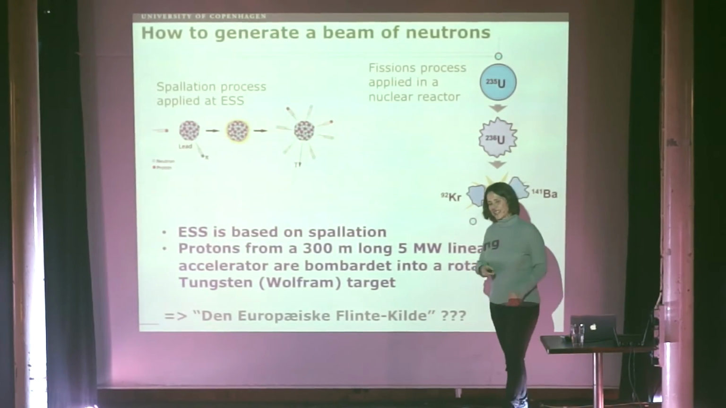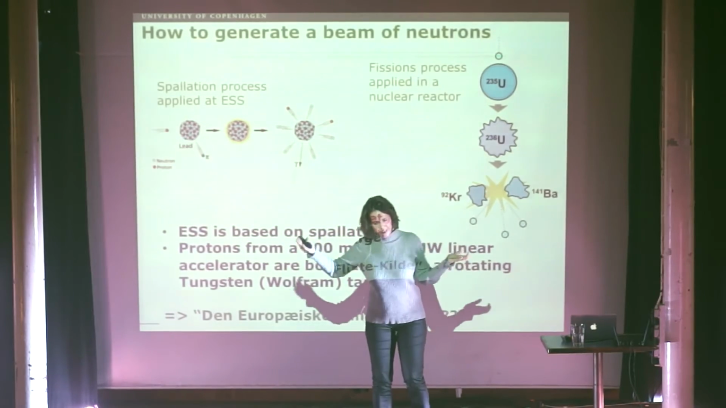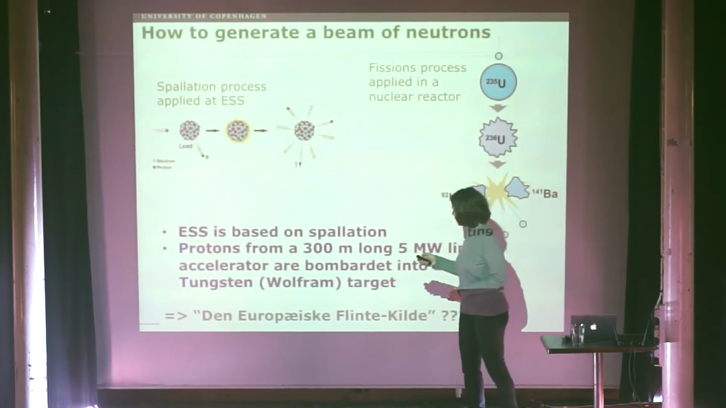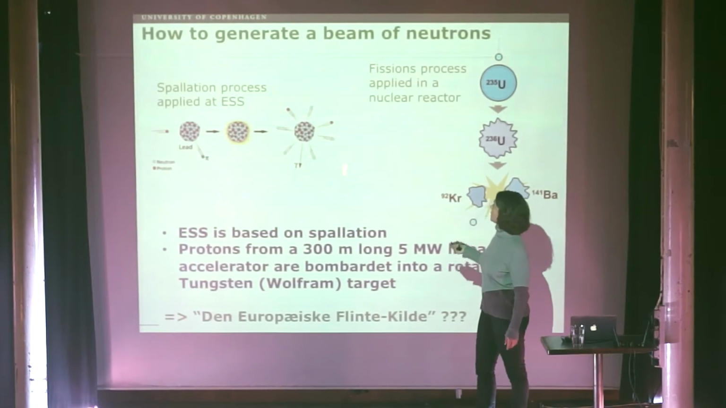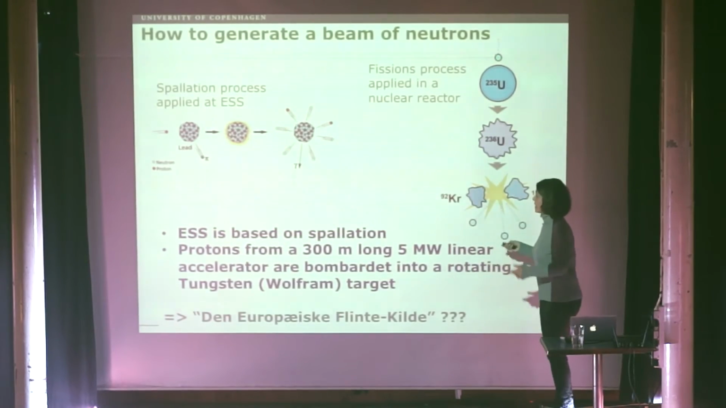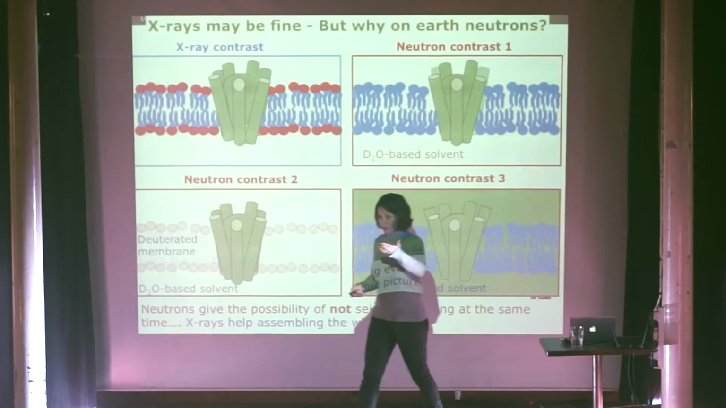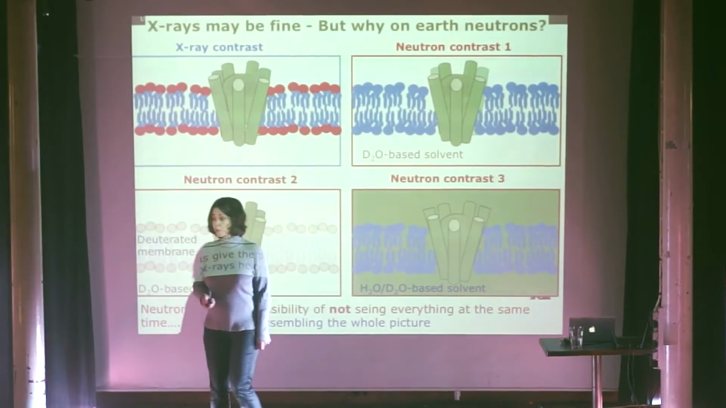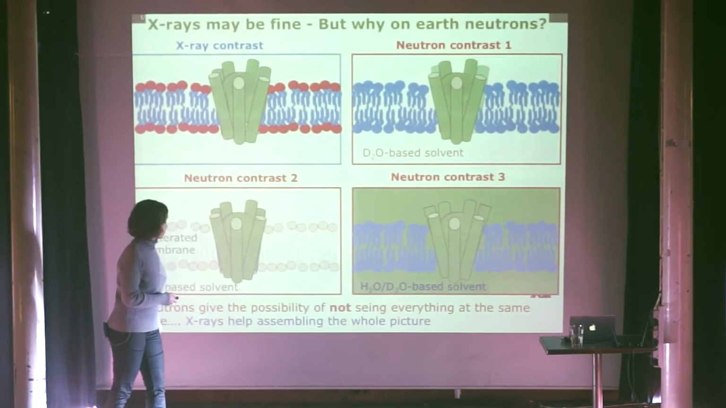So I told you that the neutrons, they are hard to manipulate, and we have to treat them with care and so on. They're also not so easy to produce. Either a fission reactor or a spallation source, which is both quite expensive and big. So why on Earth, when we can do all these wonderful things with X-rays, why on Earth go through all the trouble of producing the neutrons?